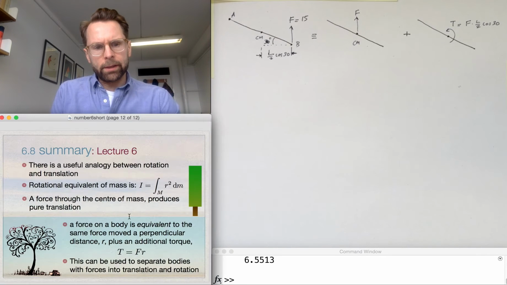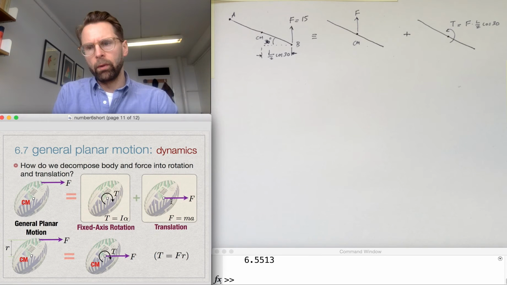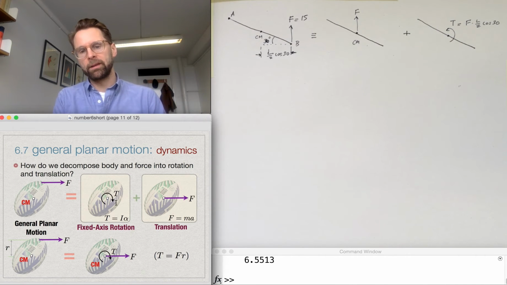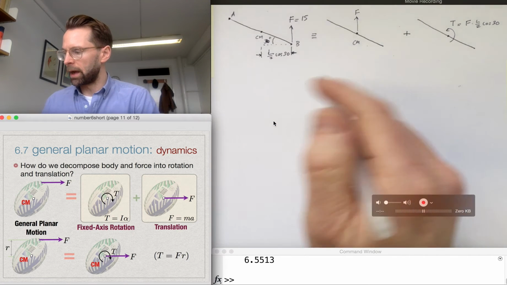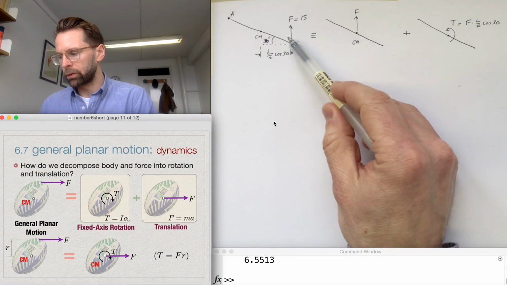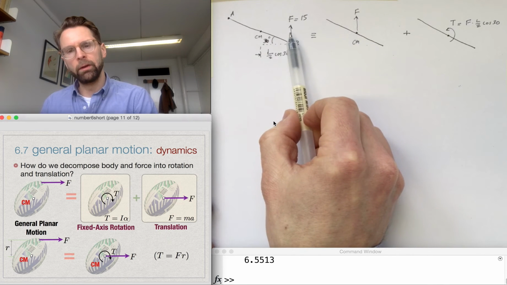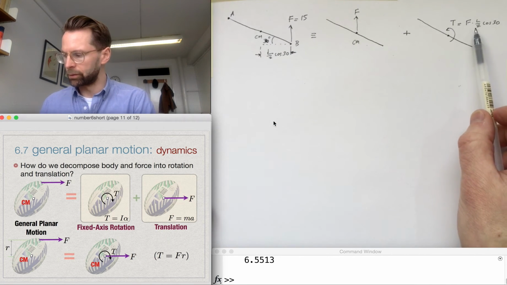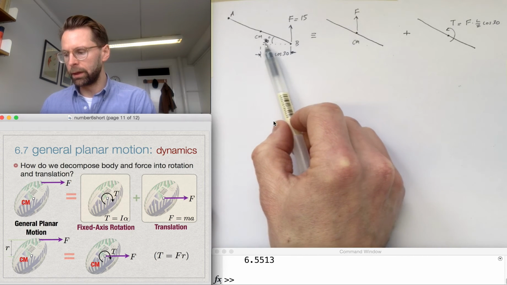So that's essentially what we've done there. We've decomposed this force, which is not acting at the centre of mass, to a force that is acting at the centre of mass plus a torque. And the magnitude of that torque is equal to how far you've moved the force perpendicular to the direction in which that force is acting. So that's just resolved L over 2 horizontally here.